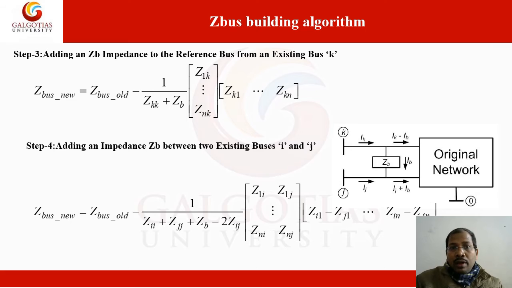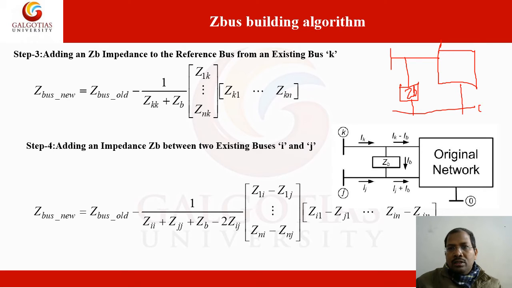Third step is adding a ZB bus to the reference bus from an existing bus K. So here we are adding a transmission line from a bus to a reference bus. Suppose a network is there and it has a bus, this bus, and we have to connect a ZB to the reference bus, and the reference bus is given. This is the 0. This is the network.